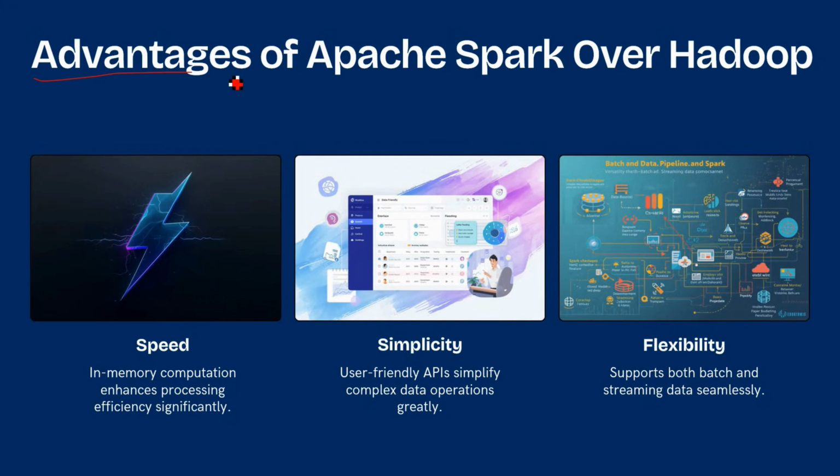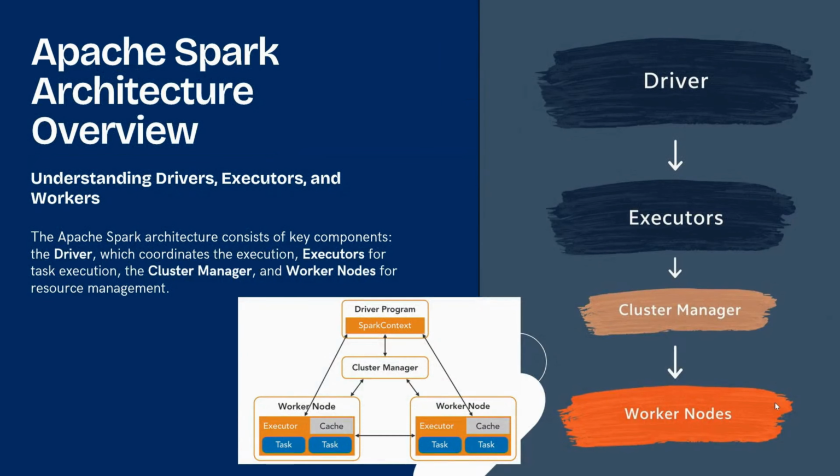Other than that, the advantage of Apache Spark over Hadoop is in terms of speed, simplicity and flexibility. Speed: it uses in-memory computations, which enhance the processing and efficiency. Simplicity: user friendly APIs simplify complex data operations greatly. In terms of flexibility, it supports both batch and streaming data seamlessly.